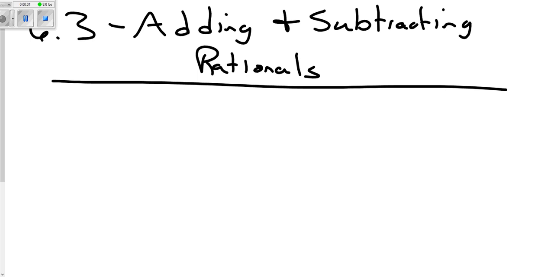What do you need when you're adding and subtracting fractions? Is it a variable? What do they need to have? If I gave you like 1/2 plus 1/3, a common denominator. Reciprocals are for division. So yes, you need a common denominator.